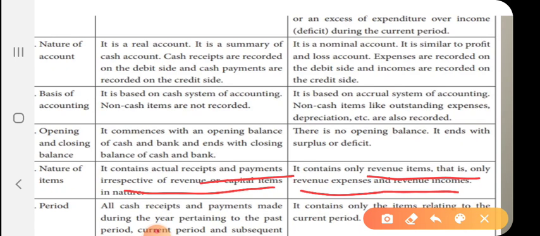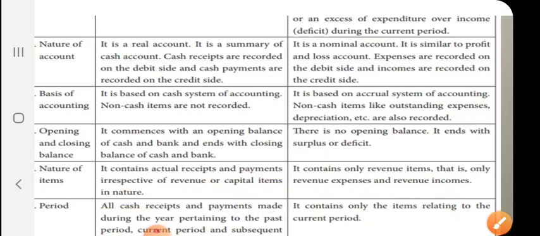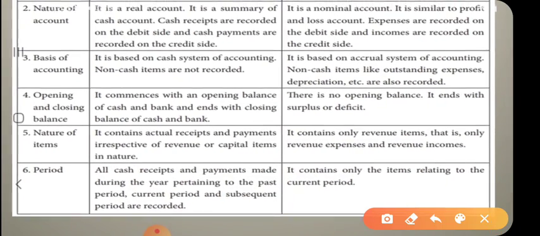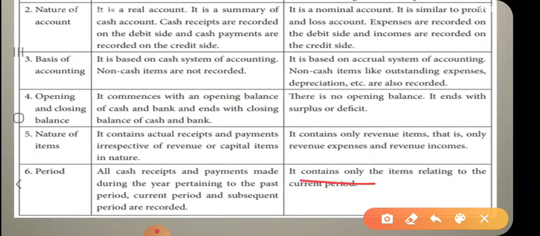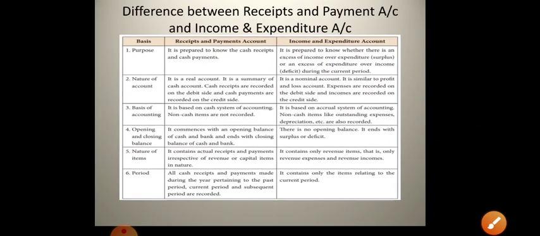Next important point: the receipt and payment account includes all cash receipts and payments, whether related to the previous year, current year or the following year. But in income and expenditure account, income and expenses related to the current period are written. That's why adjustments are required.